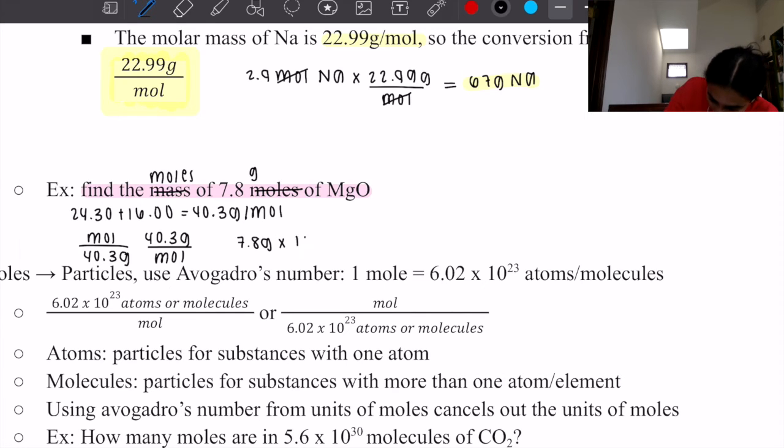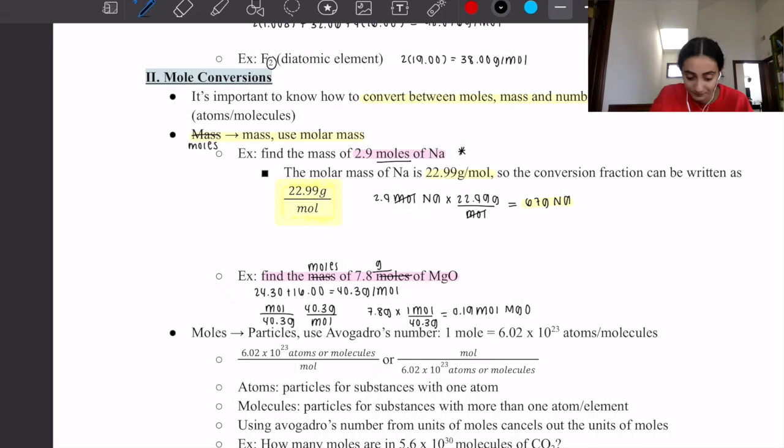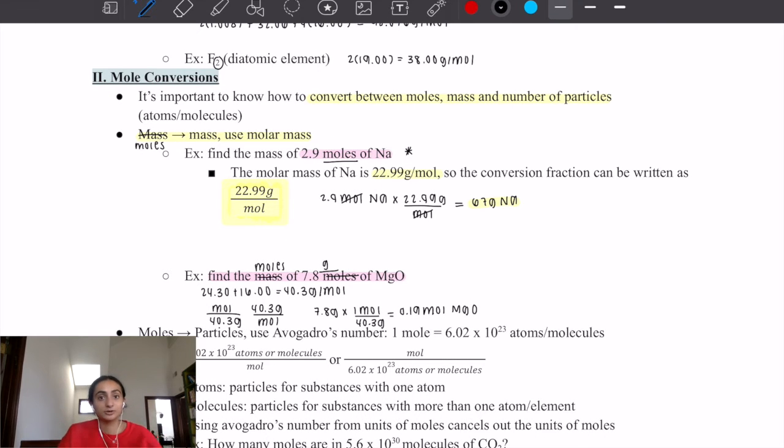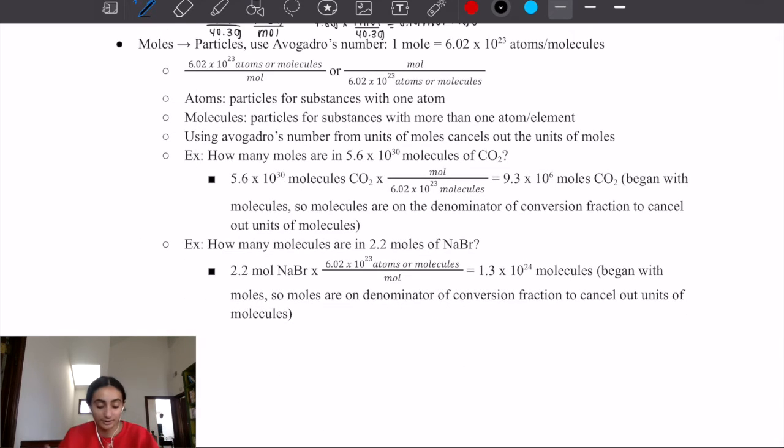So I'm going to multiply by 1 mole over 40.3 grams, and this means we are dividing. So I have 7.8 divided by 40.3, and I get 0.19 moles of magnesium oxide. So that is from mass to moles. So for moles to mass, you use molar mass because either grams or moles will cancel out based on what you're given, and you'll get the other unit.